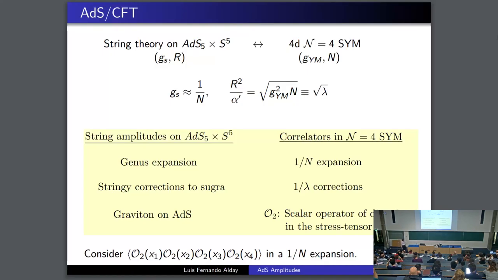So in N=4 super Yang-Mills, because it's supersymmetric, we consider a scalar operator of dimension 2, which is in the stress tensor multiplet. It's the highest weight, the lowest weight operator of the stress tensor multiplet. So what we want to do is consider 4 of these scalar operators of dimension 2, and compute this in a 1 over N expansion. Is that okay? Very nice.